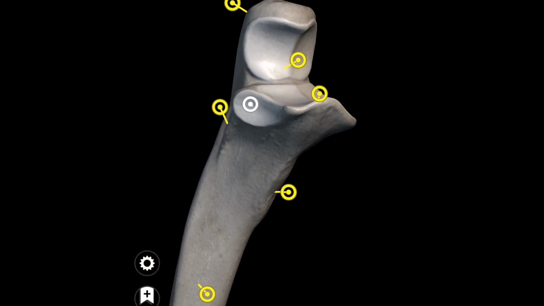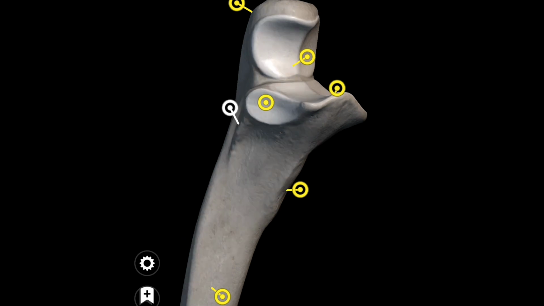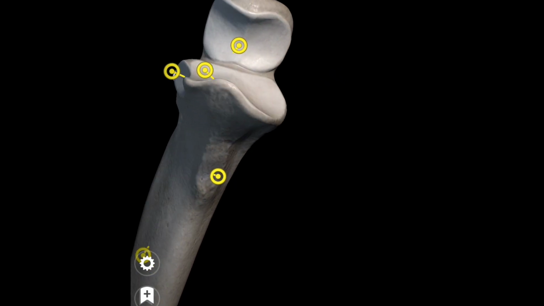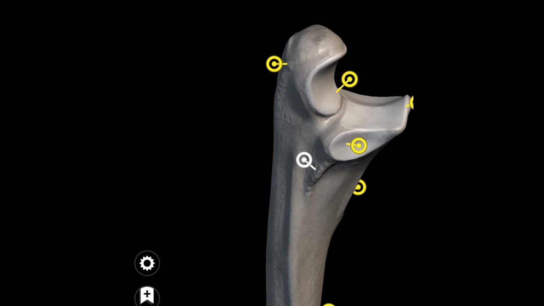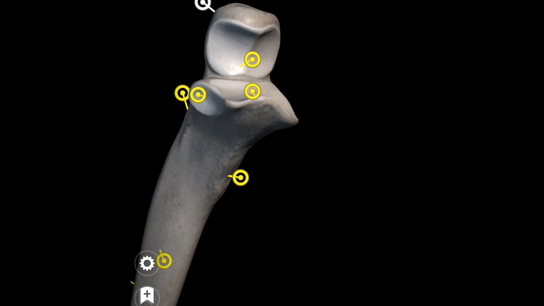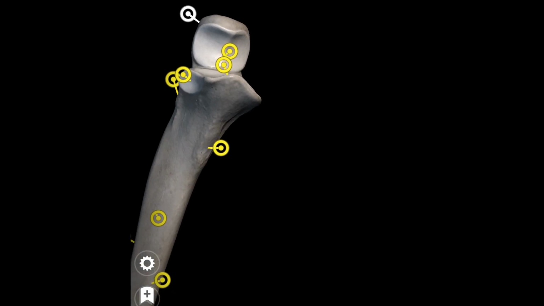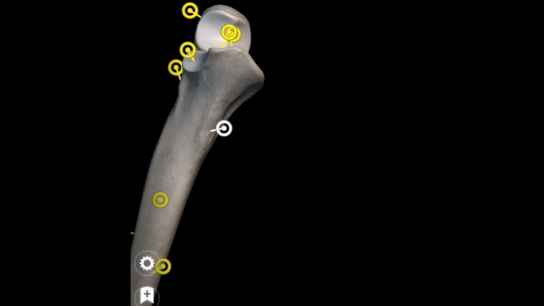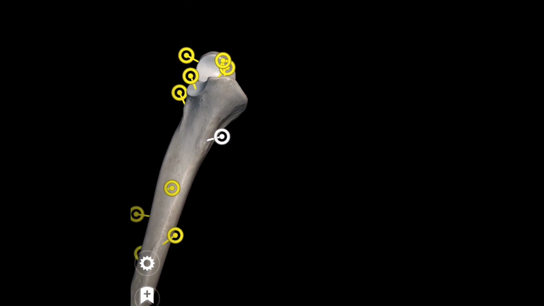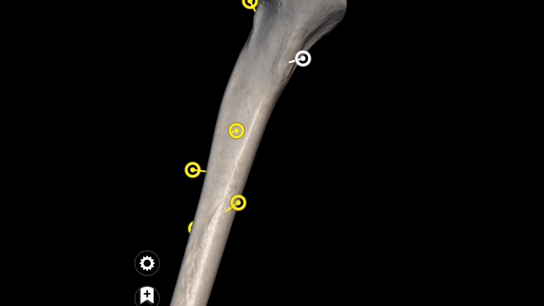Radial notch of the ulna, this is the ulna bone, and this is the radial notch because the radial bone is attached here. This is the supinator crest because the supinator muscle is attached here, and this is the olecranon process, and behind the humerus there is the olecranon fossa, and that is attached there, and this is the ulnar tuberosity. In the radius there is the radial tuberosity, and here is the ulnar tuberosity.